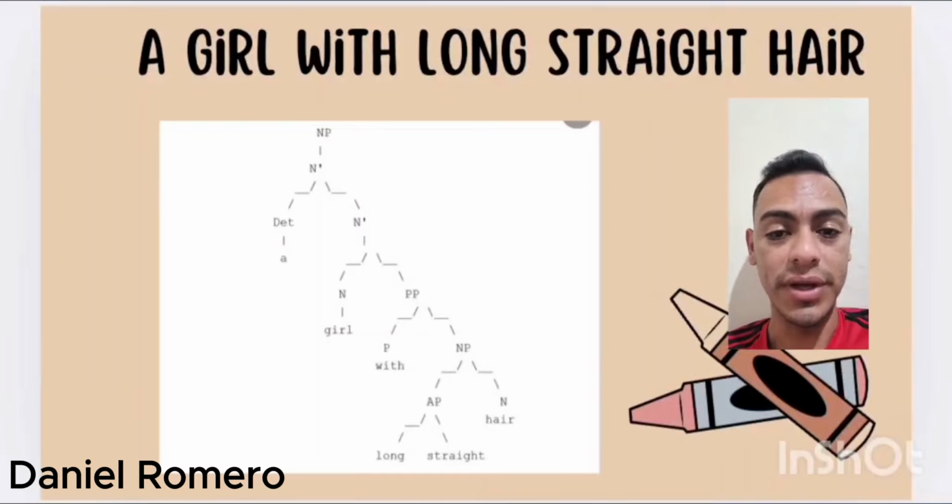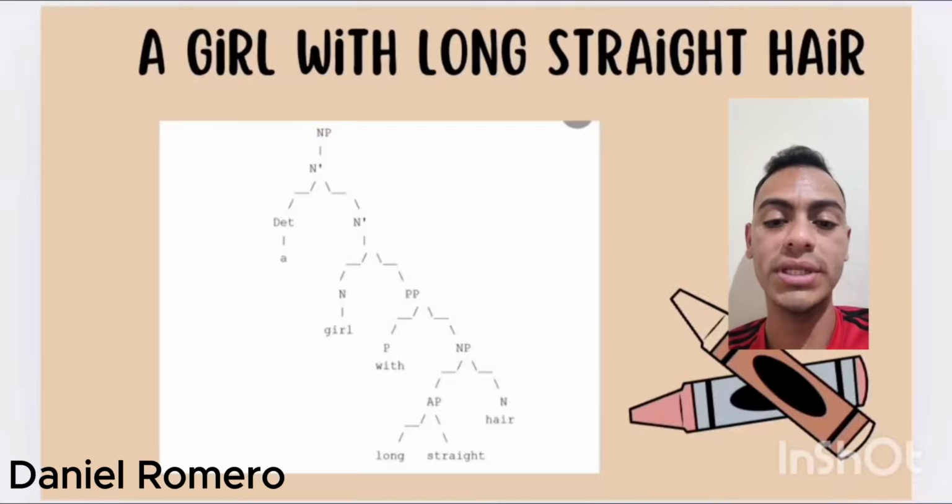The preposition is with, and the noun phrase is divided into an adjective phrase and the noun. The adjective phrase is long straight and the noun is hair. So the whole sentence is a girl with long straight hair.